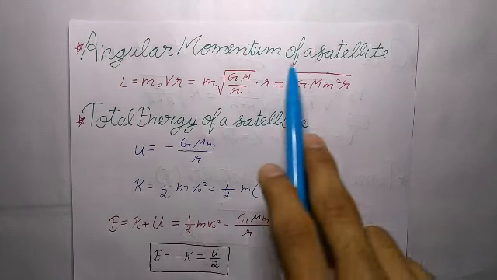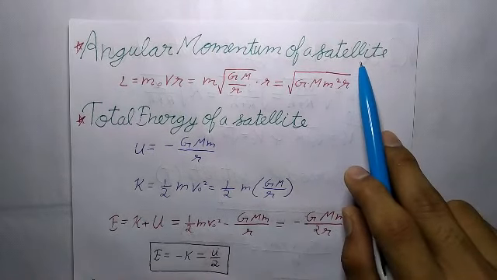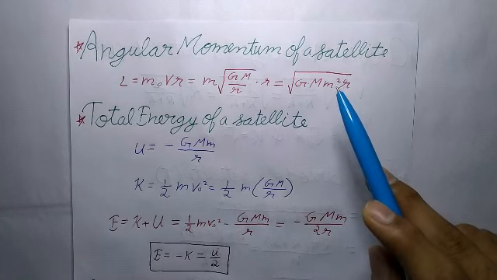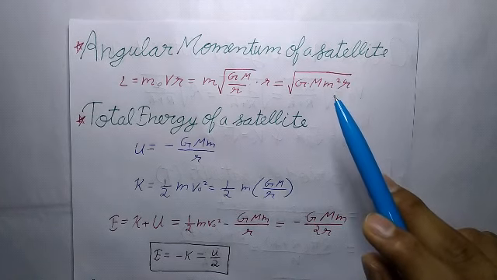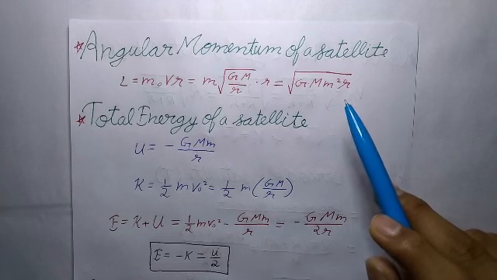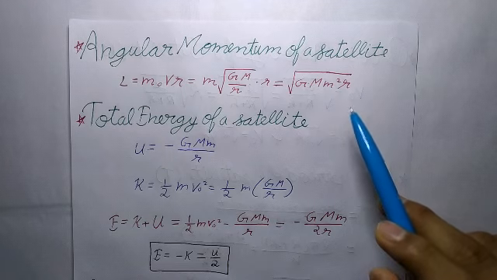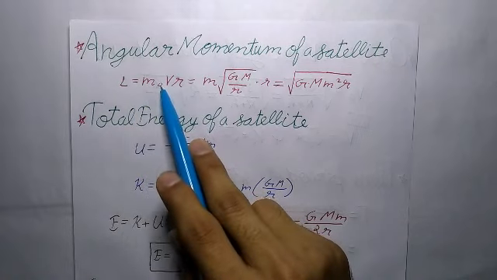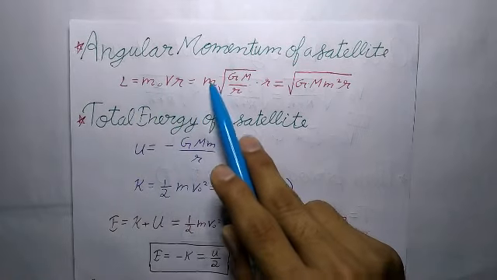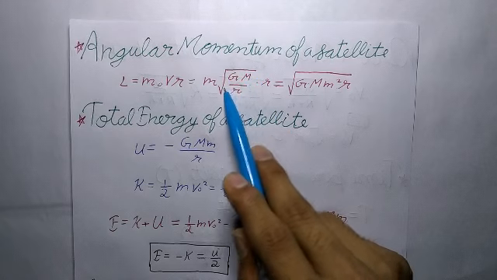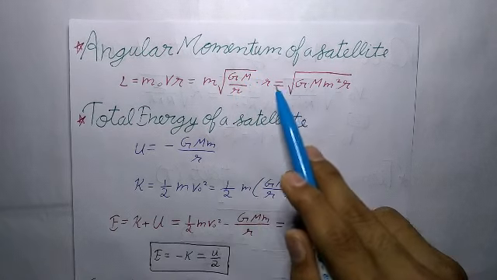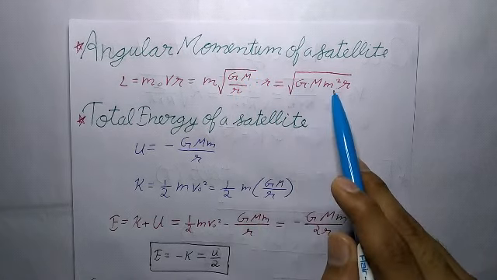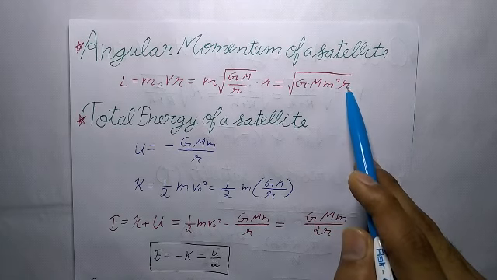Now, angular momentum of a satellite. The angular momentum of a satellite of mass m moving with velocity v0 in an orbit of radius r equals R plus h is given by L equals m v0 r, equals m √(GM/r) into r, equals √(GM m² r).